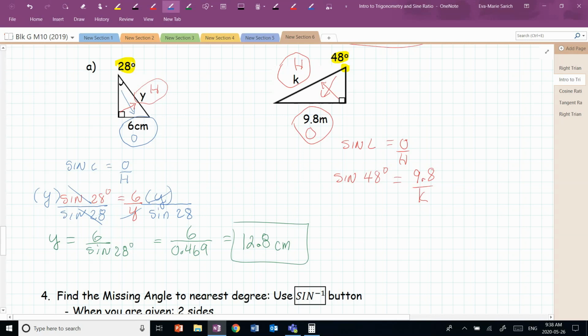So how do we get K off the bottom? Well, we use the opposite of divide by K. So we're going to times by K. That means we have to times the other side by K. K divides by K to get K off the bottom.